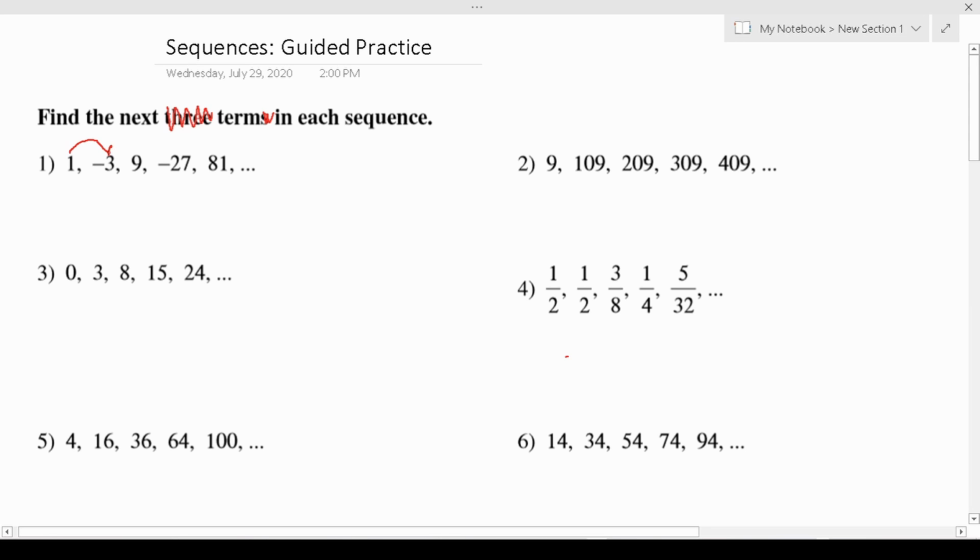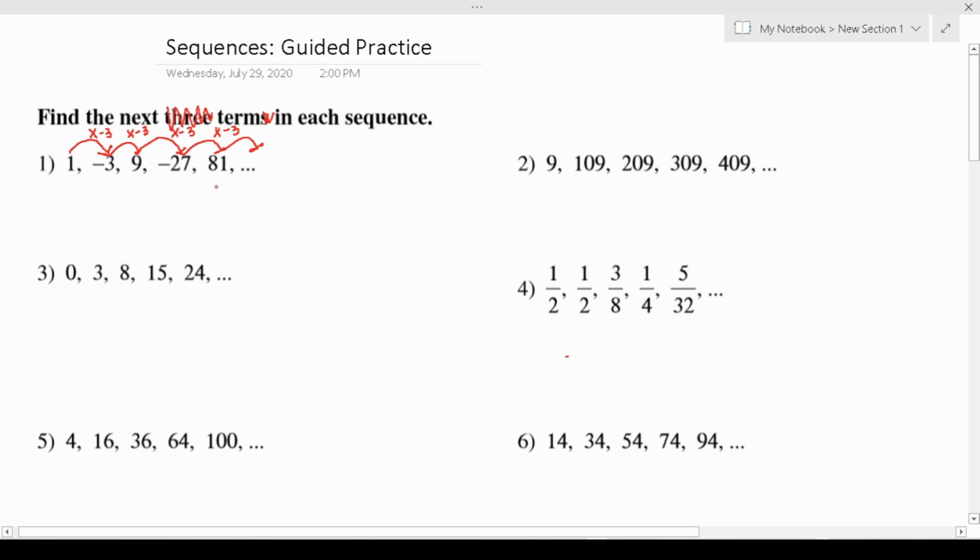To go from 1 to -3, I can multiply 1 by -3. To go from -3 to +9, again, I can multiply by -3. Again, -3 times -3 is +9. To go from +9 to -27, again, I can multiply by -3. So as we can see, the pattern in this case is multiplication, albeit by -3. So to go from -27 to +81, again, multiply by -3.